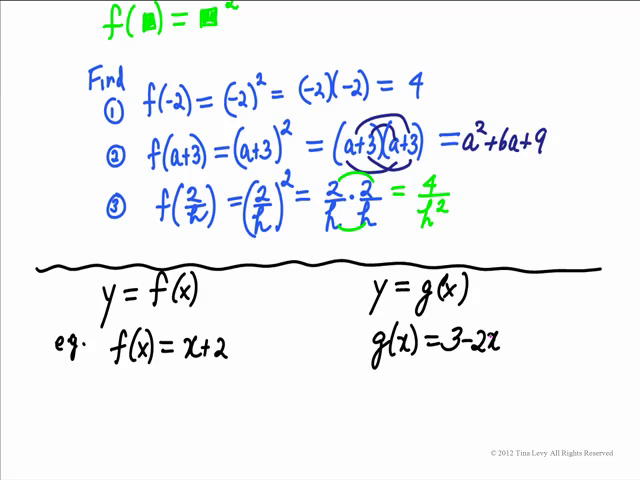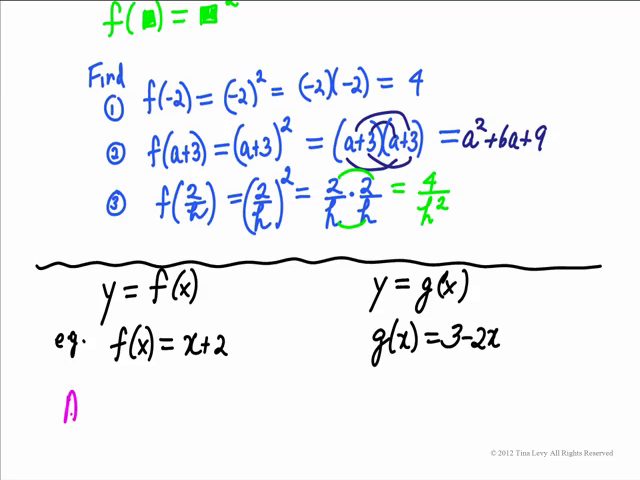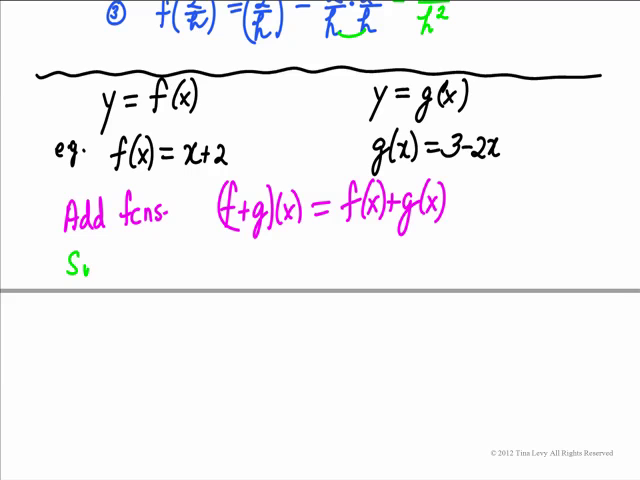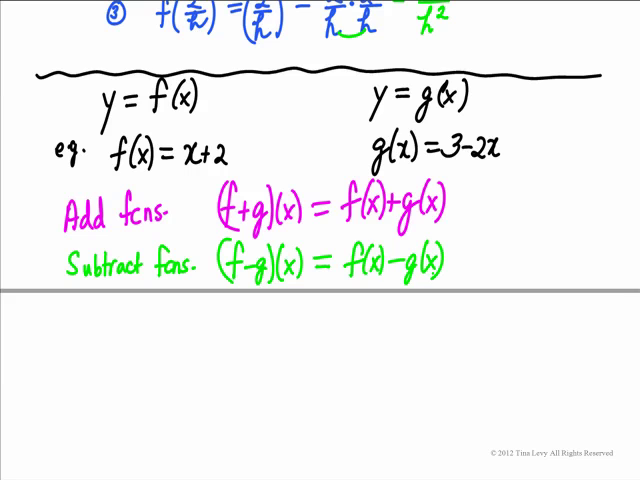So one of the things we're going to do with these functions, we're going to add the functions. I'm going to abbreviate functions. So f plus g of x means we're going to add f of x plus g of x. I'll go to the next page. We're going to subtract functions. So we'll do f minus g of x, which means we do the subtraction of the two, which is you have one function minus the other. And we will also multiply and divide. But let's look at adding the functions first.